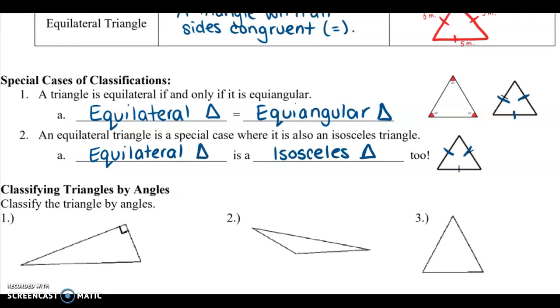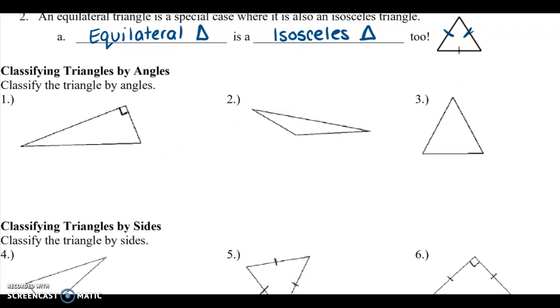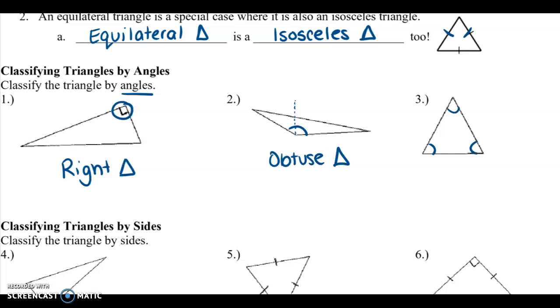All right, we're going to classify based on angles. So angles would be right, acute, obtuse, equiangular. So right away, I see that right angle, so I'm going to call this a right triangle. I see this angle here, it definitely looks more than 90 because 90 would be more like that. So that would be an obtuse triangle. And then all of these angles look pretty much the same. I would hope that they would all have little angle measurements, but we would call that equiangular. Okay, meaning all the angles are the same.